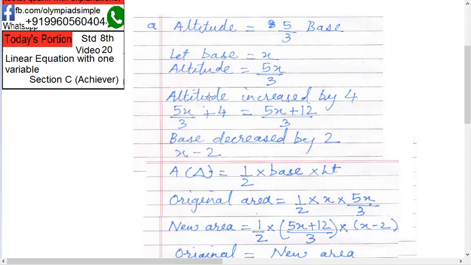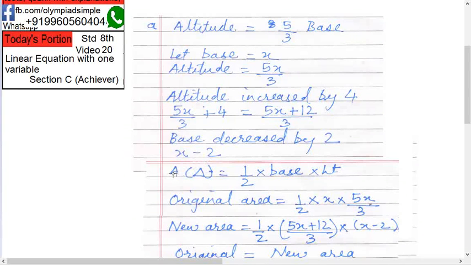Next is what? Altitude is increased by 4. So 5x upon 3 plus 4. So solve this. It becomes 3 4s are 12, so 5x plus 12 upon 3. Okay. Next, base is decreased by 2, but base is x. So new base is x minus 2.